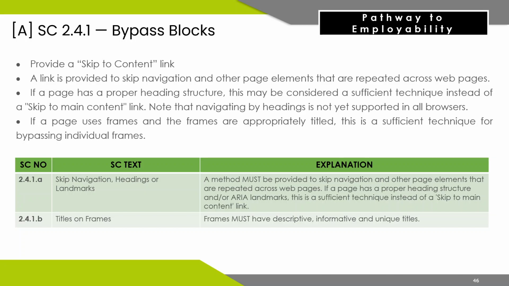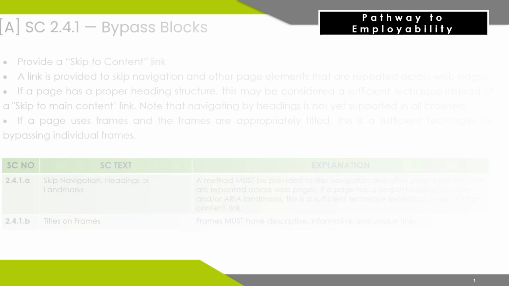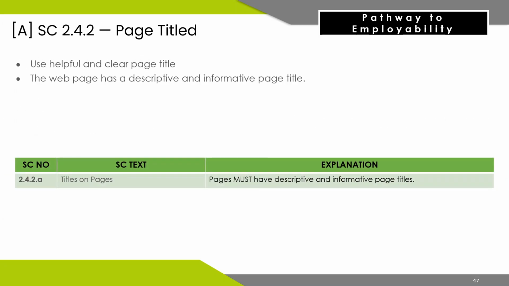2.4.1.b titles on frames. Frames must have descriptive, informative, and unique titles. The requirements for success criterion 2.4.2 page titled are 2.4.2.a titles on pages. Pages must have descriptive and informative page titles.